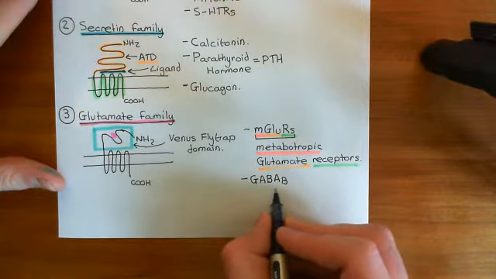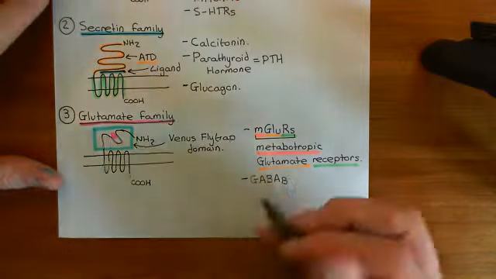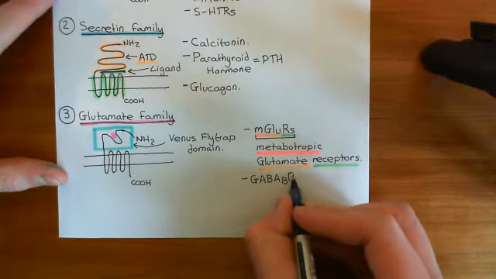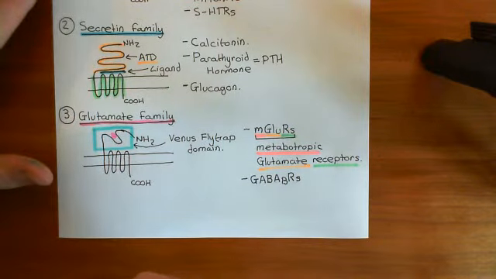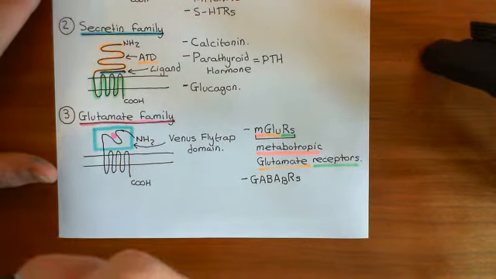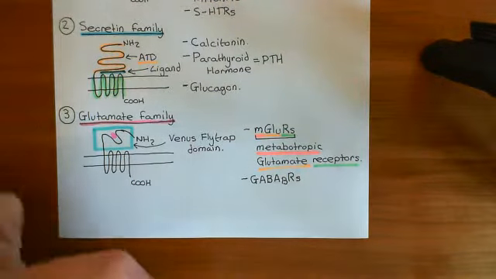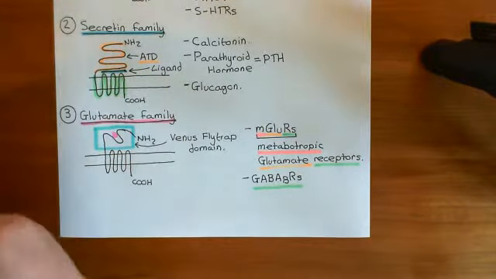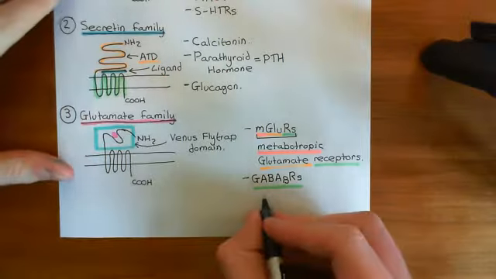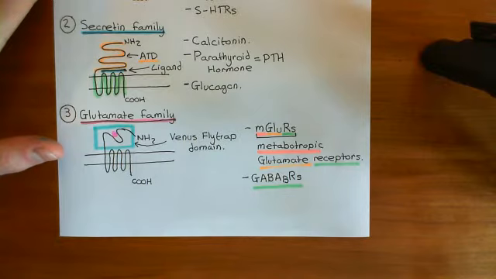GABA, or gamma-aminobutyric acid, is the most important inhibitory neurotransmitter within the brain. Again, the most important receptors for GABA are not G-protein-coupled receptors. They are again ligand-gated ion channels, and that family of receptors is known as the GABA-A receptors rather than GABA-B receptors. However, there are some receptors which are G-protein-coupled receptors and which are receptors for GABA, and these are called the GABA-B receptors. These are also glutamate family G-protein coupled receptors.